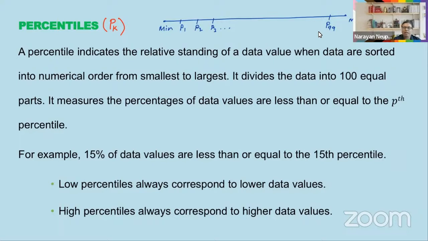For example, listen carefully, if I say that the weight of a child is at the 75th percentile, the meaning of that is that 25% of children of that age have a weight above the weight of your child. Make sense? 75th percentile means 25% above that, and 75% below that.